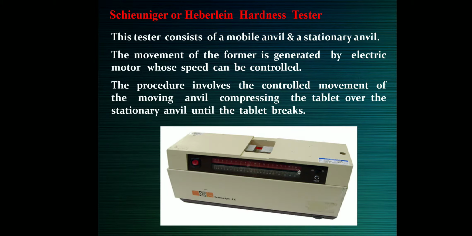Schleuniger or Heberlein hardness tester. This tester consists of a mobile anvil and a stationary anvil. The movement of the mobile anvil is generated by an electric motor whose speed can be controlled manually. The procedure involves the controlled movement of the moving anvil compressing the tablet placed between the two anvils, and the pressure is applied till the tablet breaks. The reading is taken from the scale and hardness is determined.